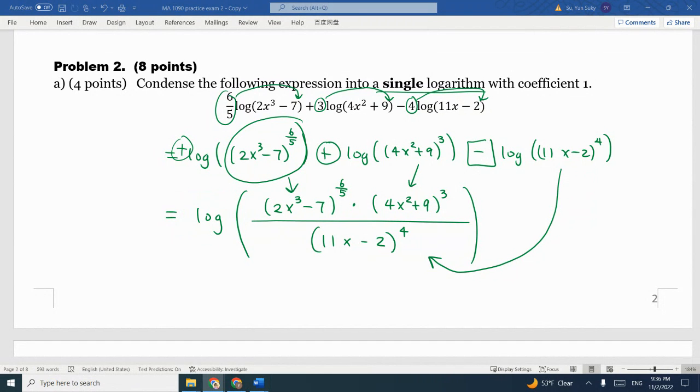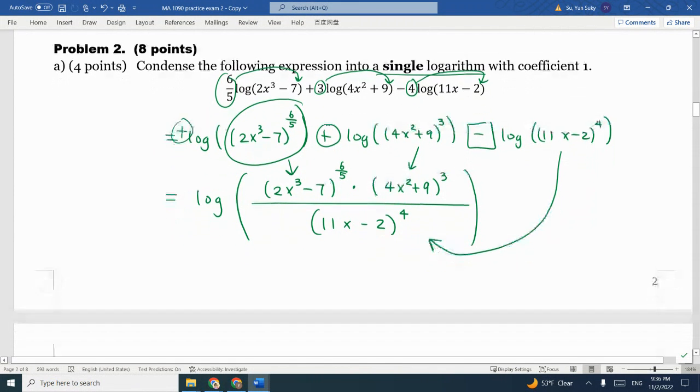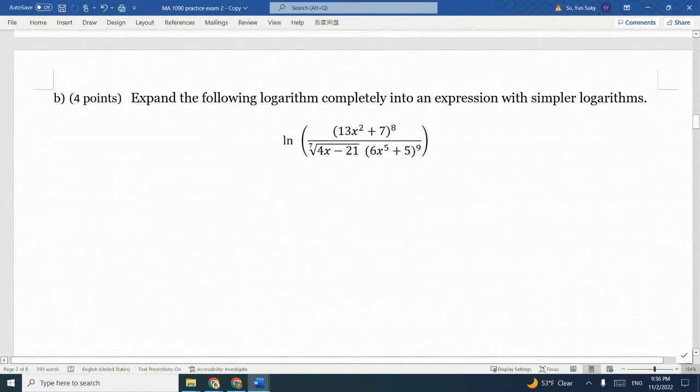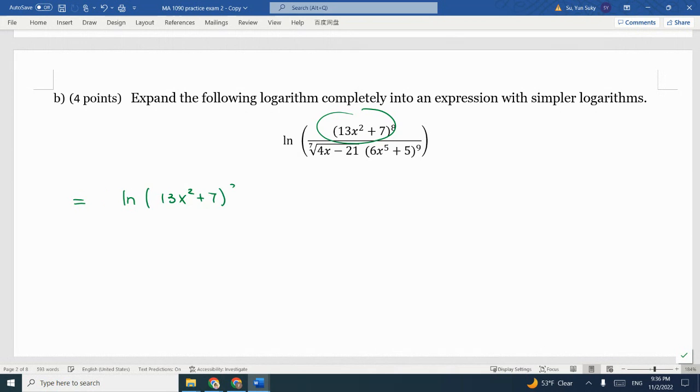Thank you. Great. Okay, and then here, the reverse, right? We break them. So expand them into an expression with simpler logs. So here, if that factor is in the numerator, you kind of have a plus in front of it. But the plus, you don't need to write it down if this is the first term. So ln of (13x squared plus 7) to the 8. And then, do you see this term is in the denominator? So you put a minus sign in front of it.